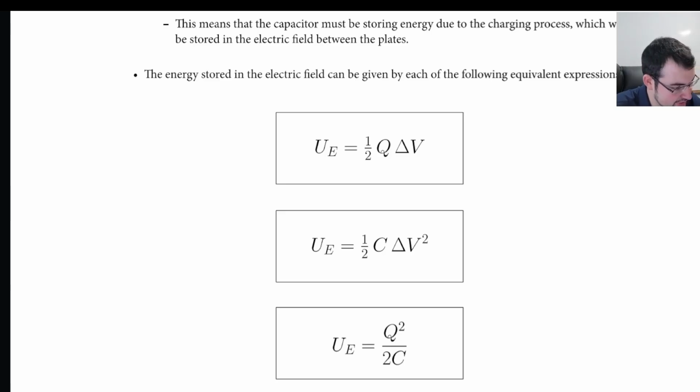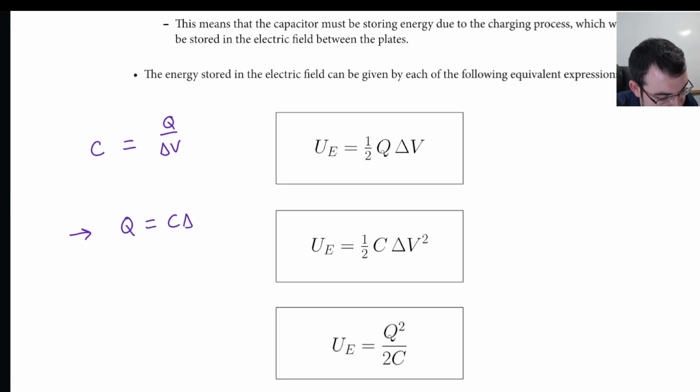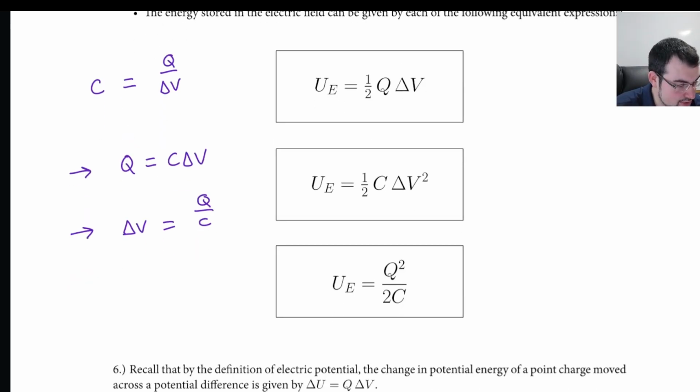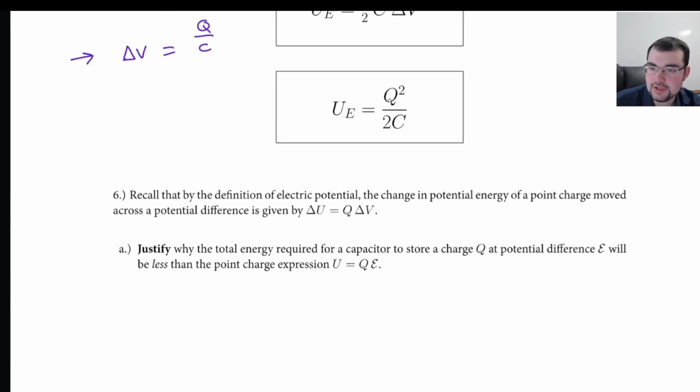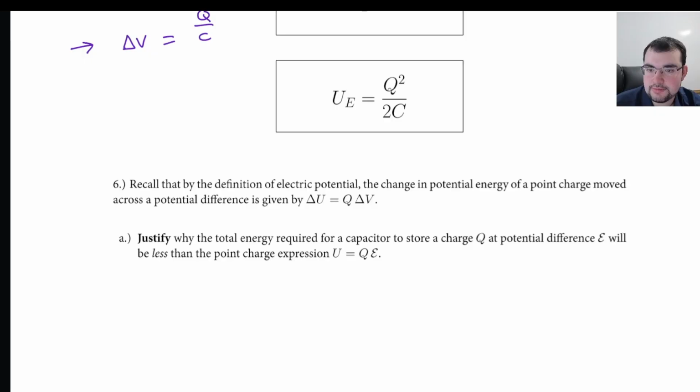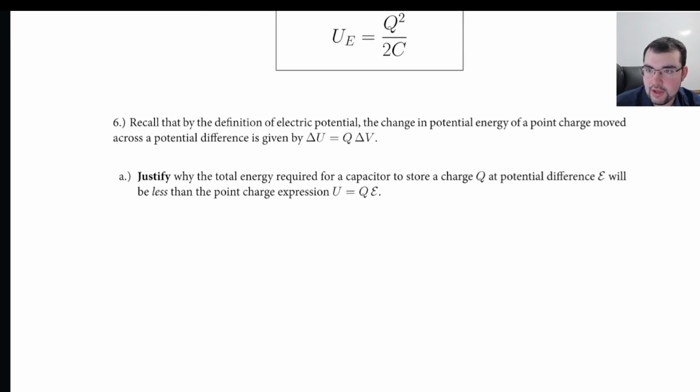So remember, we have the definition that capacitance is Q over delta V. So this means we can always replace any of these quantities with the other 2. So this solves it for all 3, right? If I want to replace one of these, we see this formula doesn't have capacitance, this one doesn't have charge, and this one doesn't have potential difference. So we can always substitute one of these away. So we're going to argue this.